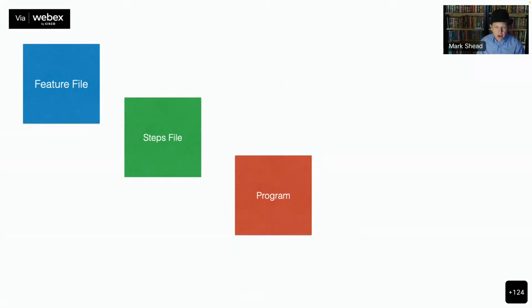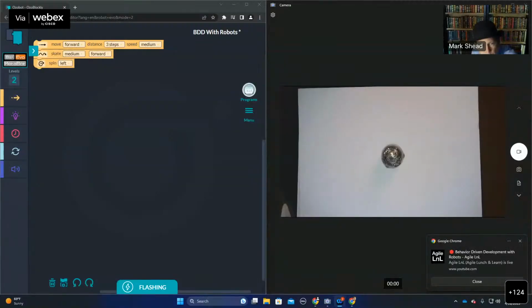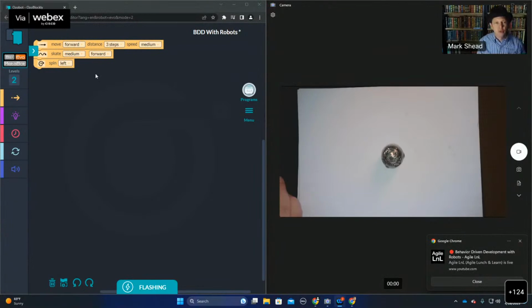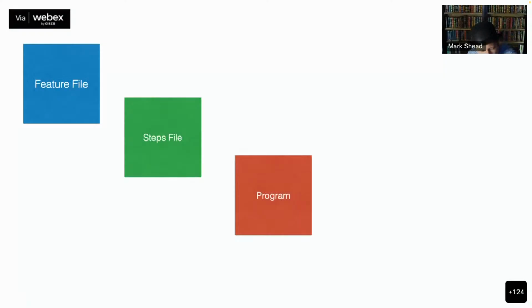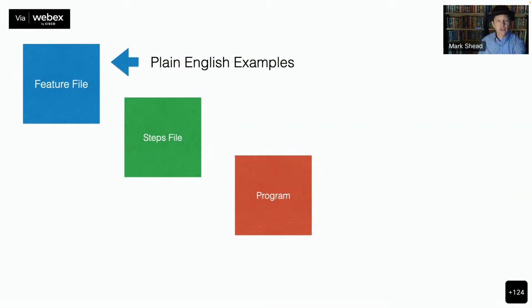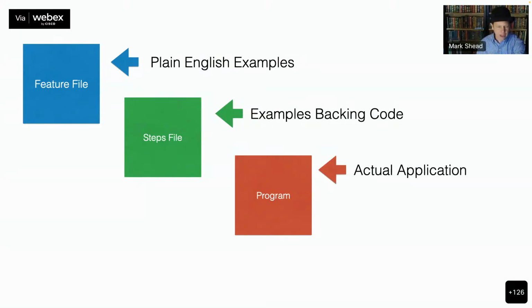And then the red down here is the program, and our program is going to be written in this language over here. You may have seen this if your kids do anything with robots or programming in school. It's a very simple language that is mostly visible. So even if you're not great at reading code, this should be pretty easy to follow along with. So those are the pieces, plain English examples, the examples backing code, which we're going to do through colored markers, and then the actual application.